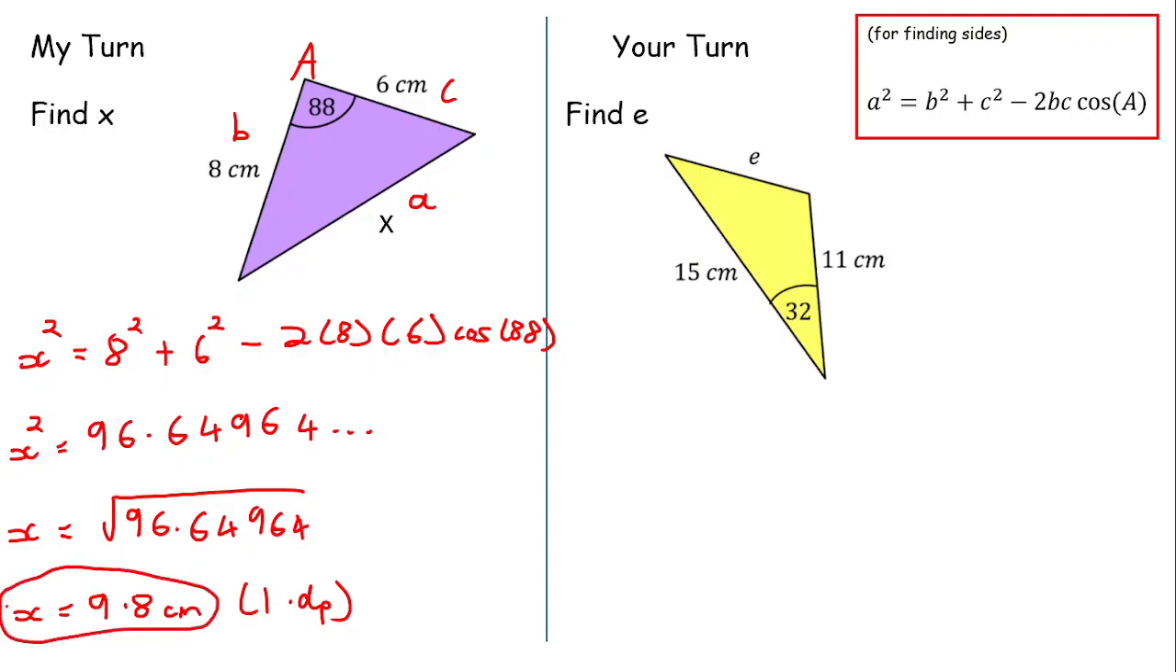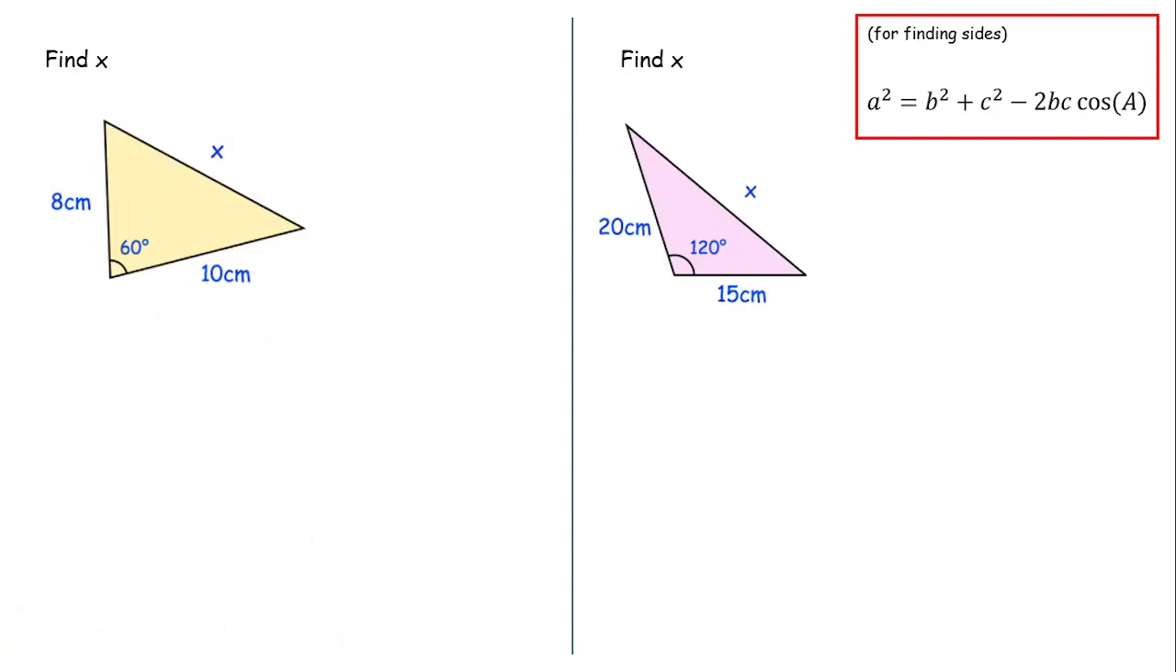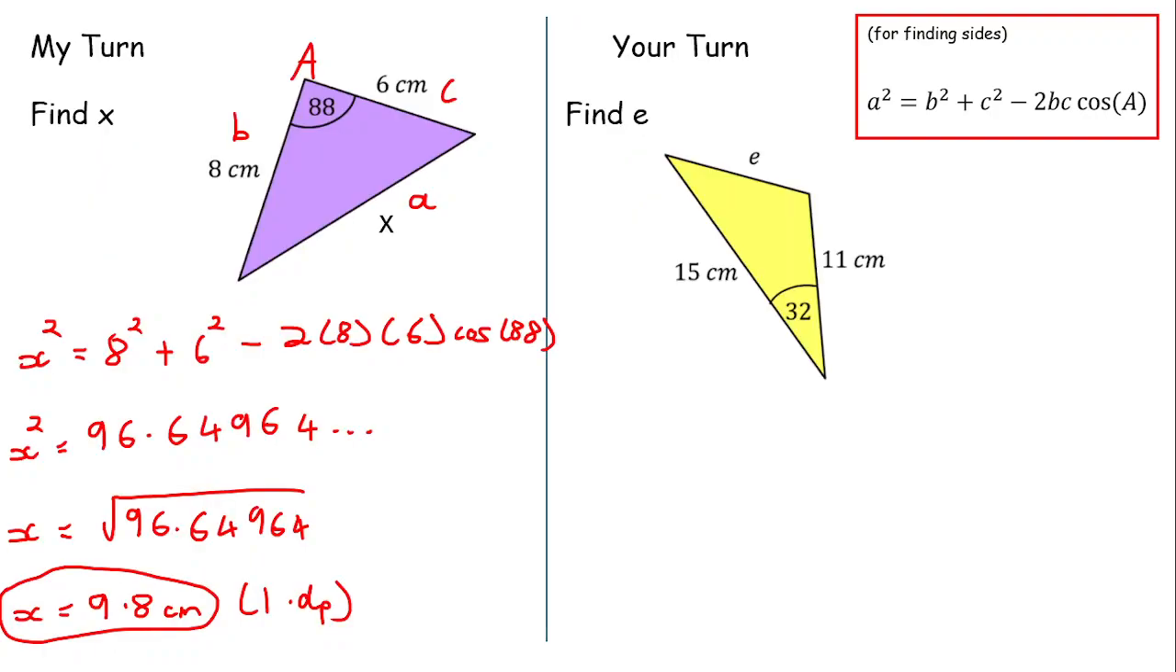So you can try this, your turn, and there'll be 2 more examples that you can try, and that's going to be it for this video. Pause the video and give that one a go. Very similar format. The most important thing is you label up your triangle to begin with. Hopefully you've had a go at that, and you can go through it with me now.